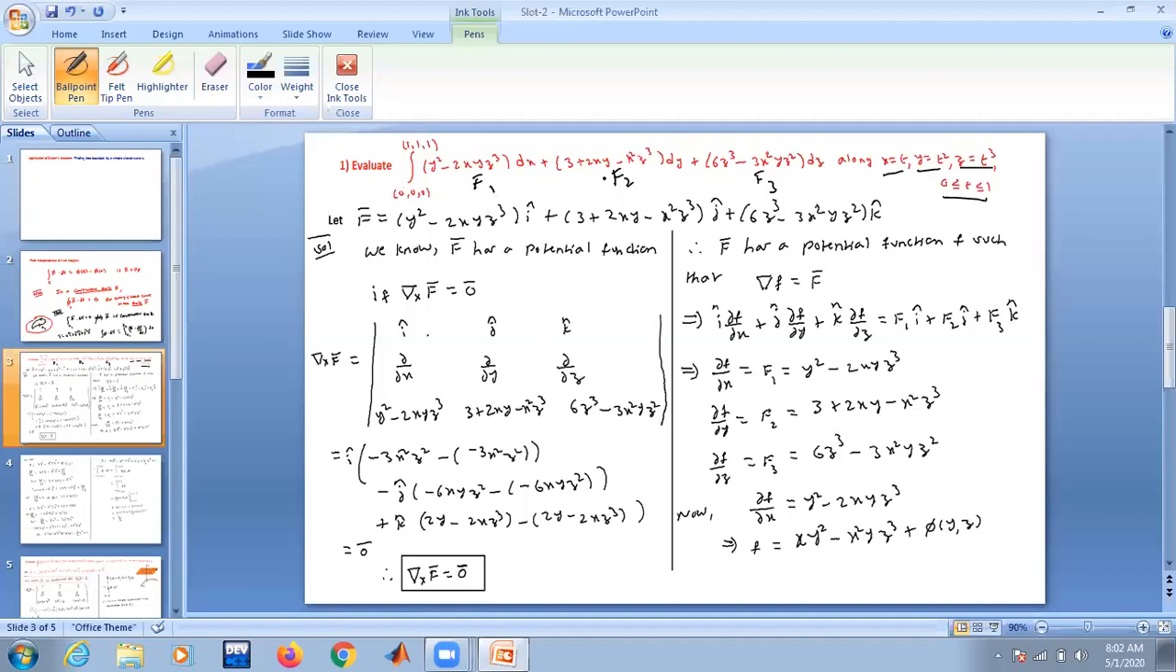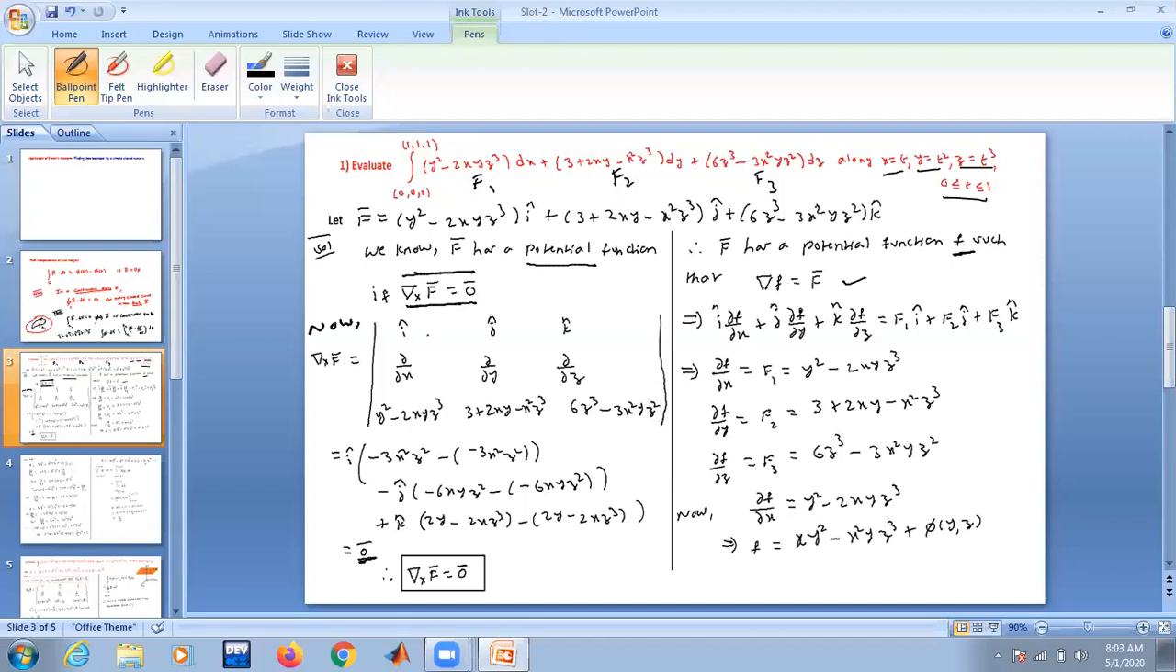So with f1, f2, f3, you form a vector f bar equal to f1 i bar plus f2 j bar plus f3 k bar. You find curl f bar. We know f bar has a potential function only when the field is conservative. Field is conservative means curl f bar must be 0. I computed curl f bar and we observed that curl f bar is 0 bar. When curl f bar is 0 bar, it will have a potential function f. What do we mean by potential function? Del f equal to f bar.